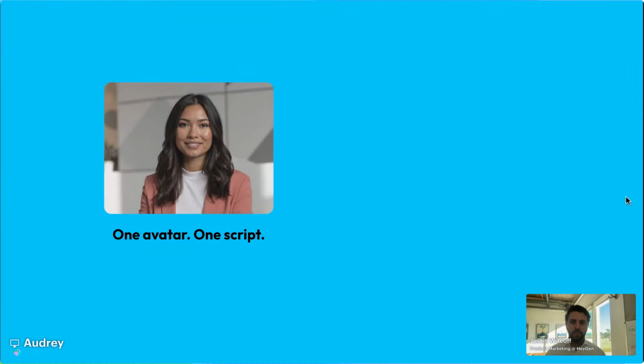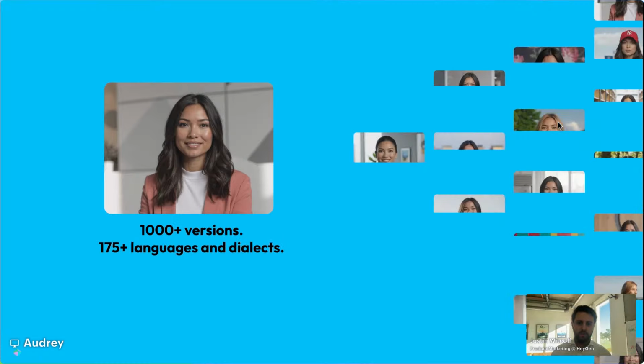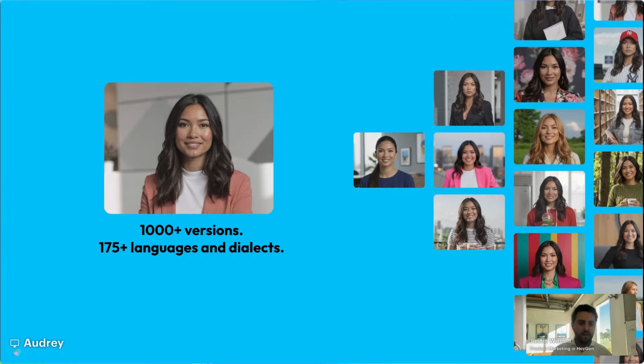So put simply, we give you the ability to take one avatar and one script and turn it into thousands of versions. Hundreds of languages and dialects, thousands of versions of you or any other character that you want to be your spokesperson, generate different looks, different backgrounds, reach audiences at scale and reach them the way that you want to reach them, all in a fraction of the time.